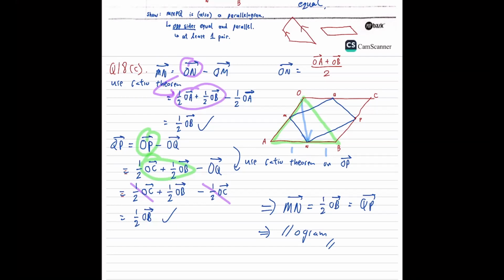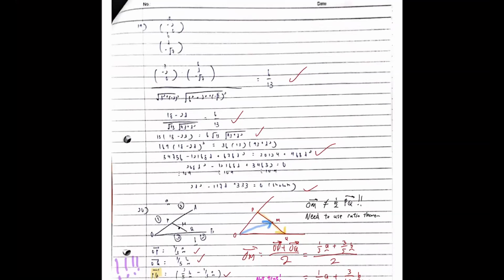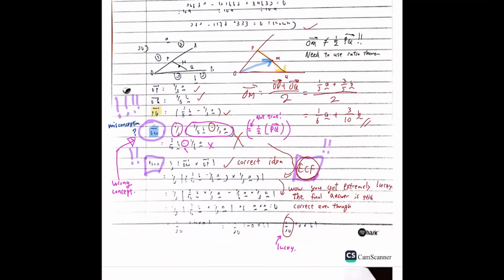Okay, good. Then question 19 was well done. I'm going to skip it. Question 20, part A, misconception. OM is not half of PQ.